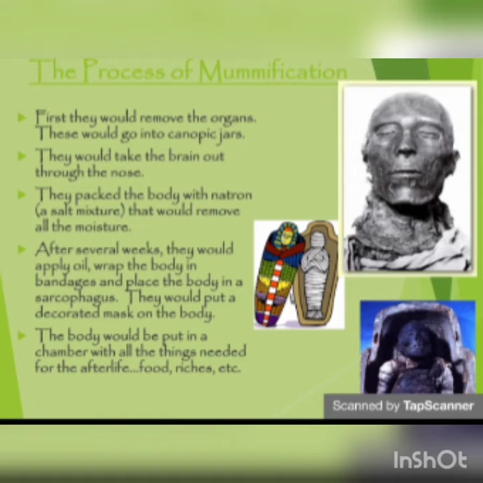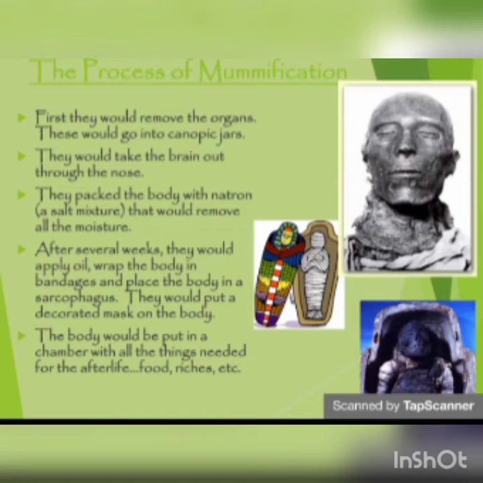The process of mummification. First they would remove all the organs, as I said earlier. These would go into canopic jars. They would take the brain out through the nose. They pack the body with natron. What is meant by natron? It is a salt mixture. You all know that salt is a preservative, right? They would remove all the moisture, so they make the body dry.